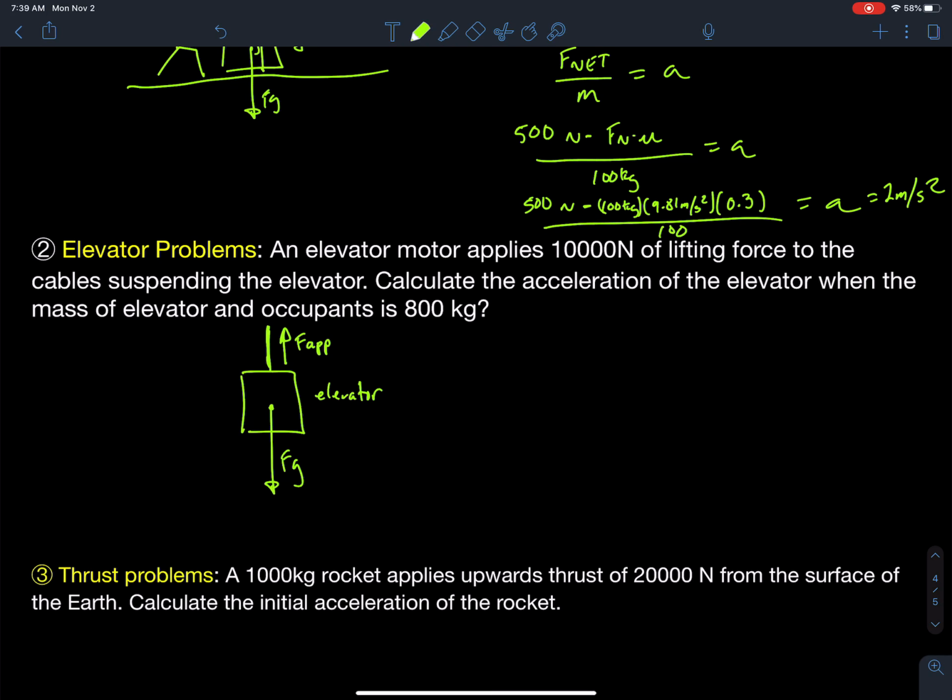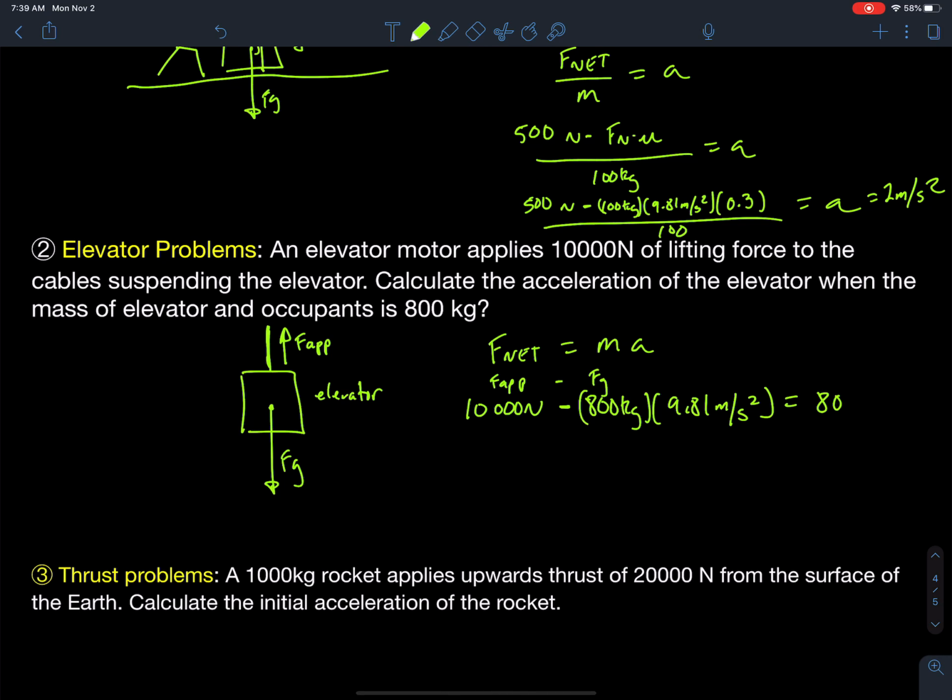Okay, so I'm going to apply F net is equal to ma. And then we have 10,000 newtons minus the force of gravity, because my applied force is working against the force of gravity, which is going to be 800 kilograms times 9.81 meters per second squared. Because this is my applied force minus the force of gravity, it is going to be equal to 800 kilograms, that's the mass of the elevator, times acceleration. So how do I get rid of that?